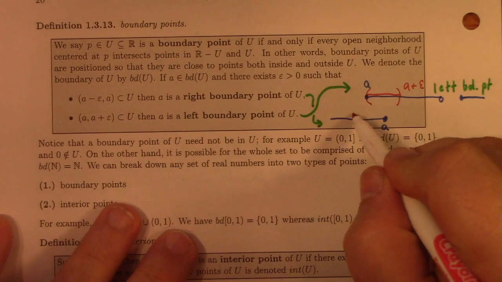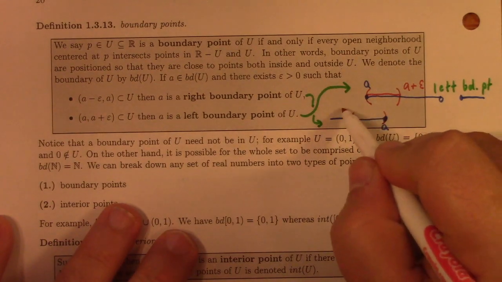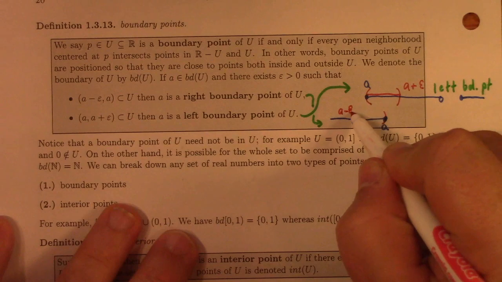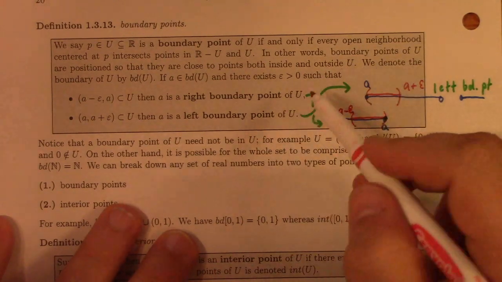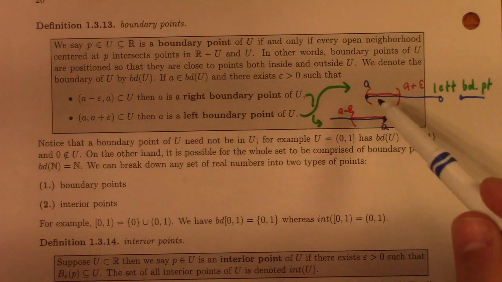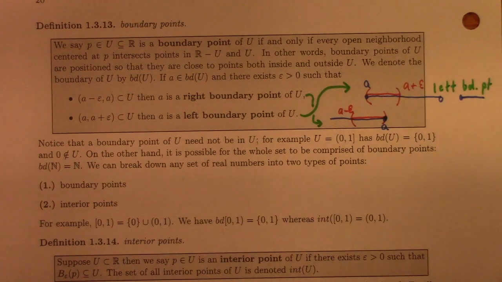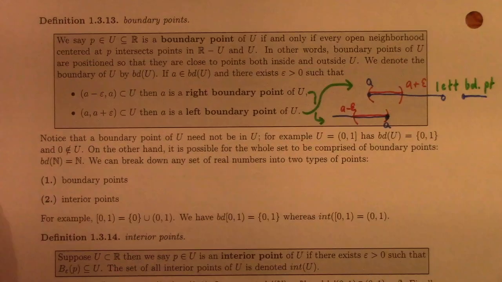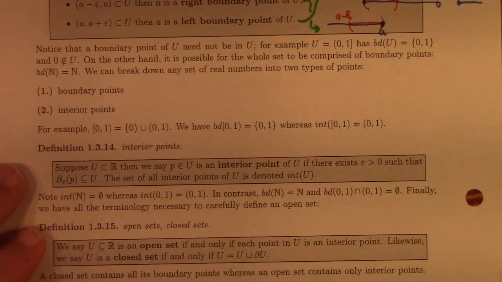So picture something like this. We go from A to A minus epsilon, and that is a subset of the set in question. That makes it a right boundary point. In other words, if it's a left boundary point, all of the points just to the right of the given point are inside the set in question. If I just said that backwards, my apologies. I'm a little bit sleepy. I'd rather be telling you these things in person, but here we are.